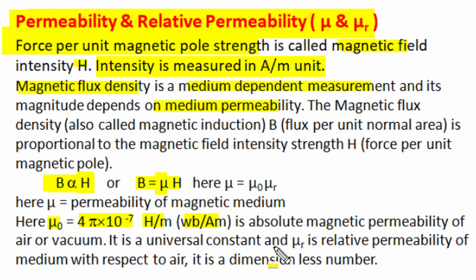This absolute magnetic permeability of air or vacuum is a universal constant, whereas permeability of any other magnetic medium is defined as mu equal to permeability of vacuum multiplied by relative permeability. This relative permeability represents the ratio of permeability with respect to permeability of vacuum, and relative permeability is a dimensionless number, whereas both permeability of medium and permeability of air are measured in Henry per meter.